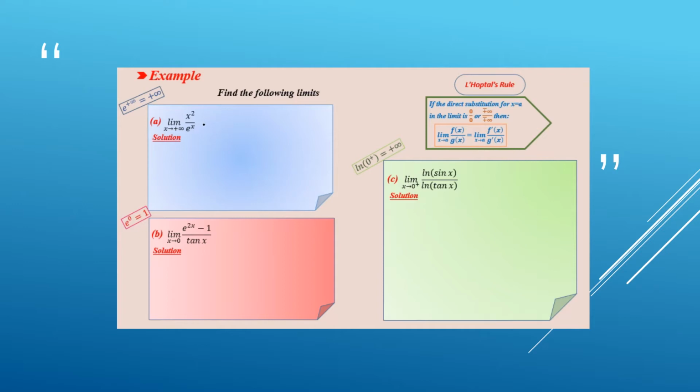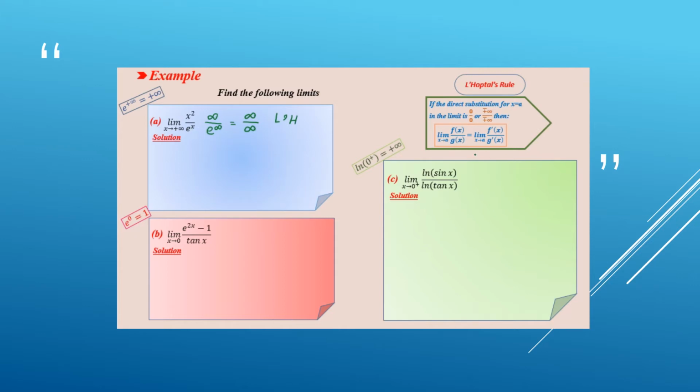So we will start with part A. In part A, you have to make direct substitution up and down when x goes to infinity. So the direct substitution is infinity squared, which is infinity, over e to the power infinity. And e to the power infinity equals infinity, so we have infinity over infinity. So we can use L'Hopital's rule.